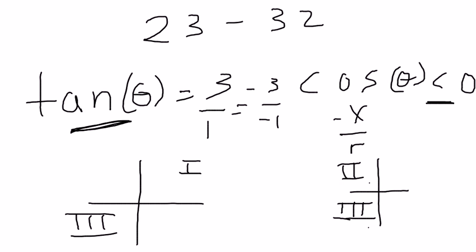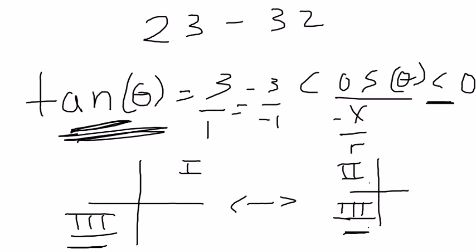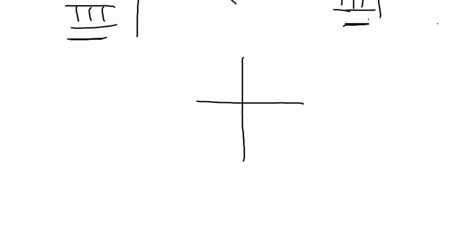And now we look at these two diagrams here, and we should be able to tell which quadrant we must be in. We must be in the third quadrant because both of these match up in that quadrant. So if we're in the third quadrant, both our y value and our x value must be negative. So let's draw that picture. Okay, so tangent of theta must be negative 3 over negative 1.